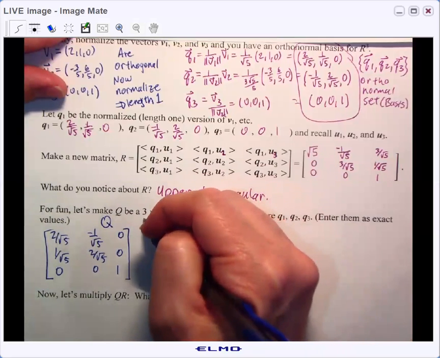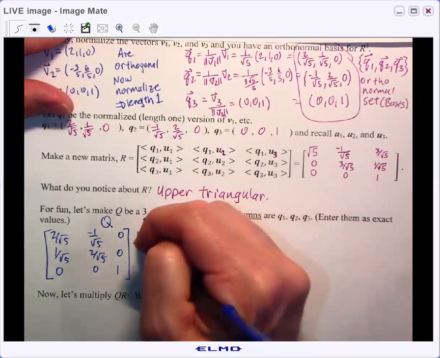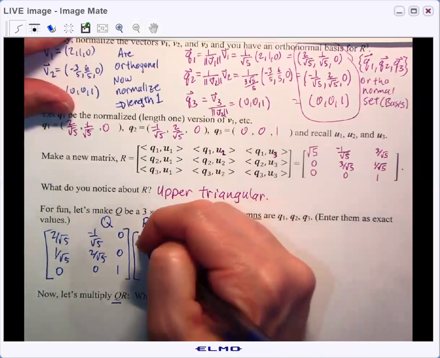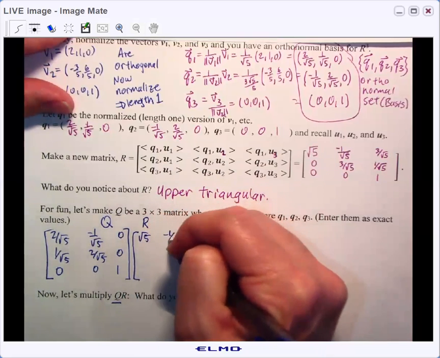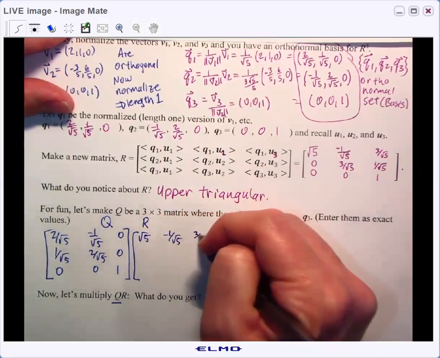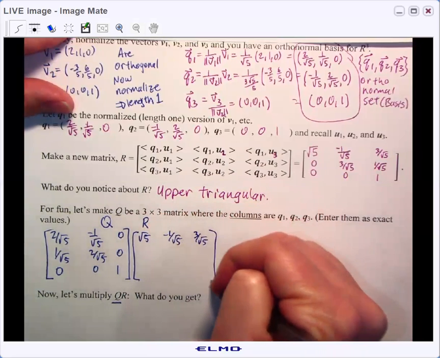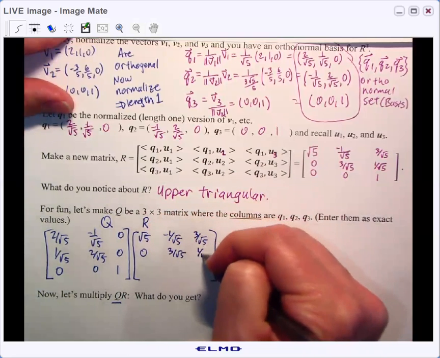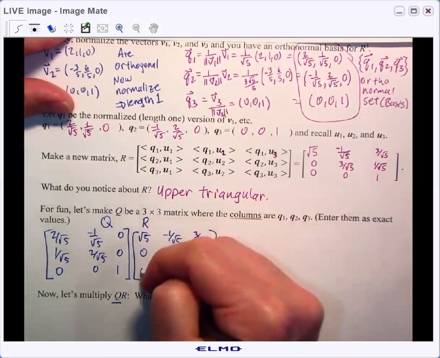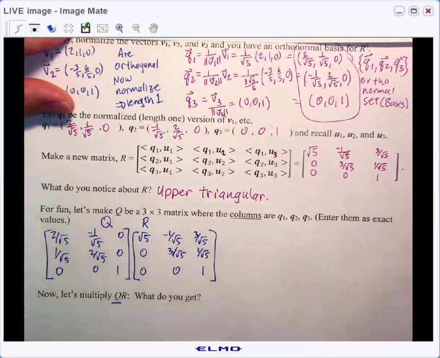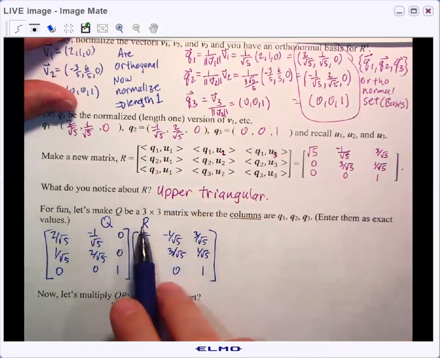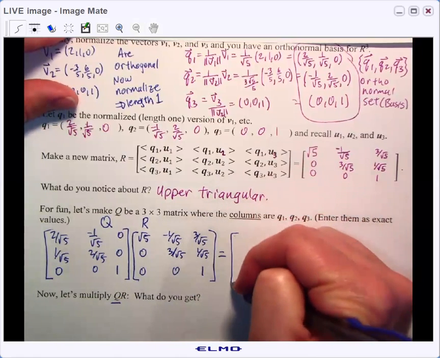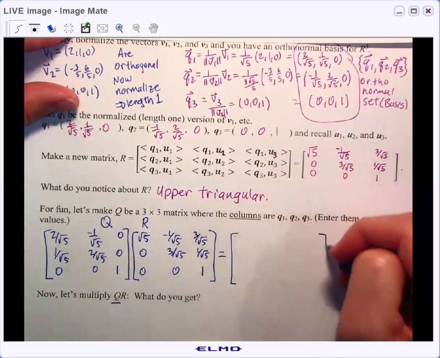Let's take our R matrix, because we're going to multiply Q times R here in just a second. So we've got square root of 5, negative 1 over square root of 5, and 3 over square root of 5, 0, 3 over square root of 5, 1 over square root of 5, and 0, 0, 1. So let's do the Q matrix times the R matrix. Let's multiply that. We'll do a few terms together, but then I'll let you finish up.